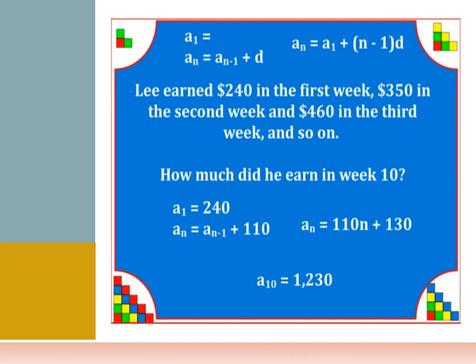So the explicit rule, an is equal to 110n plus 130, which is the difference between 240 and d, which is 110. So 240 minus 110 is equal to 130. Okay, so a10 is equal to 110 times 10, 1100, plus 130, which is 1230. So this is the last answer.